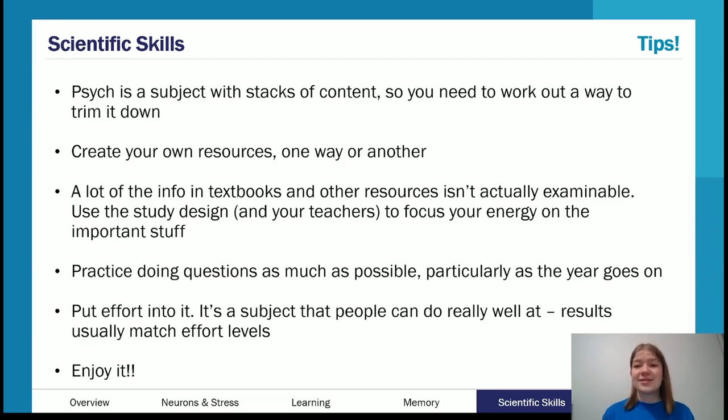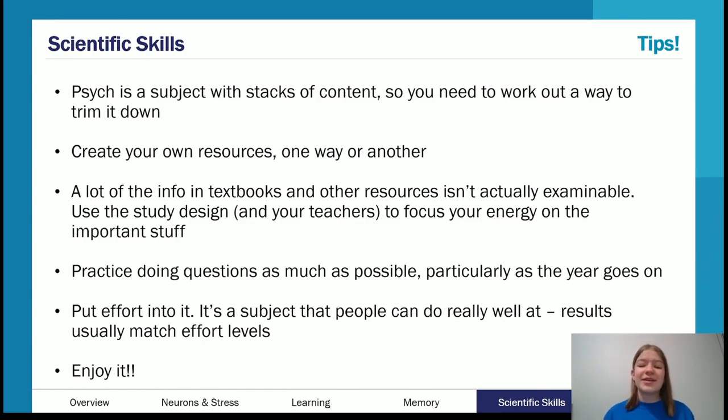Yes, it's a new study design. Yes, there's new content that isn't in the previous ones, but there's so much content in the previous study design exams that is examinable. Make sure you still really nail those practice questions and that you put a lot of effort into it. It's a subject that often people can do really well at.